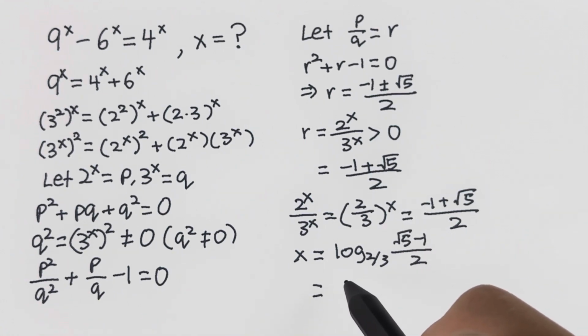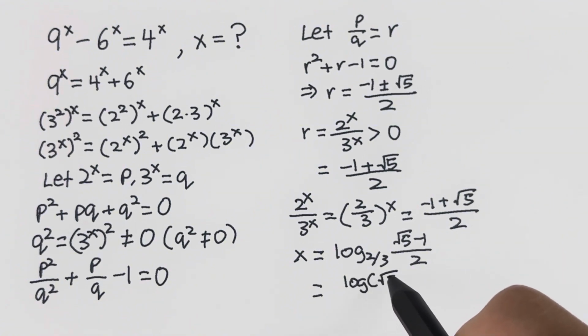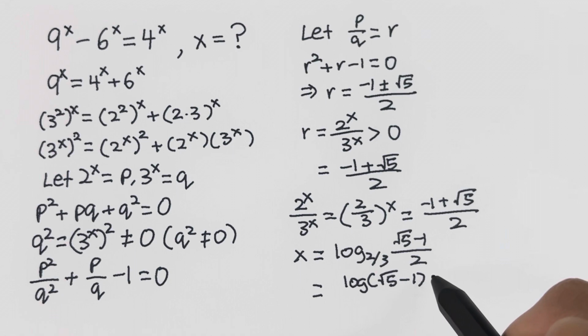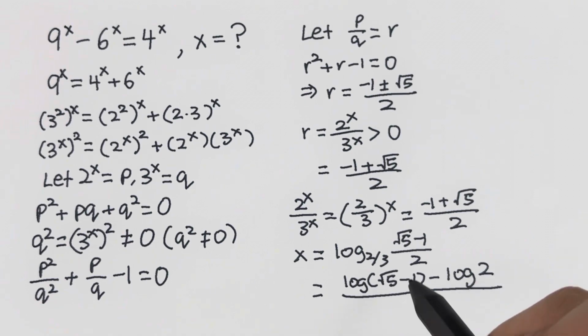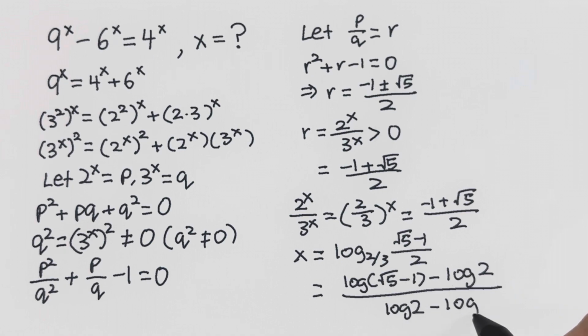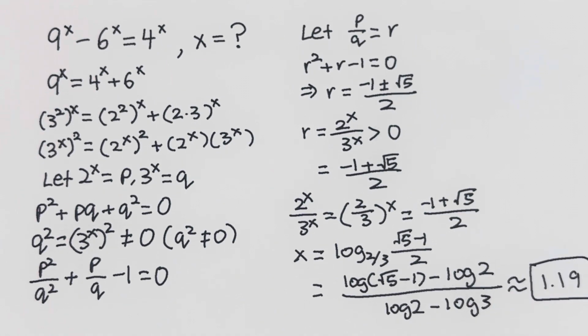Because this is a quotient, or division, it'll equal log x minus log y, for the general form. So you can just simplify this. And then the simplified form will be log of square root of 5 minus 1, minus log 2, divided by log 2 minus log 3. And then this will approximately equal 1.19. So that's the answer to this problem.